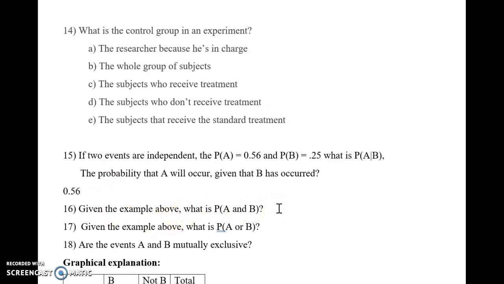Given the example above, what is the probability of A and B? Probability that both things happen. Well, when you're doing and, you're going to be multiplying the probabilities. In this case, they're independent, so you can just multiply them. You don't have to modify the second one. So we're going to have 0.56 times 0.25, and that would be 0.14 or 14%.